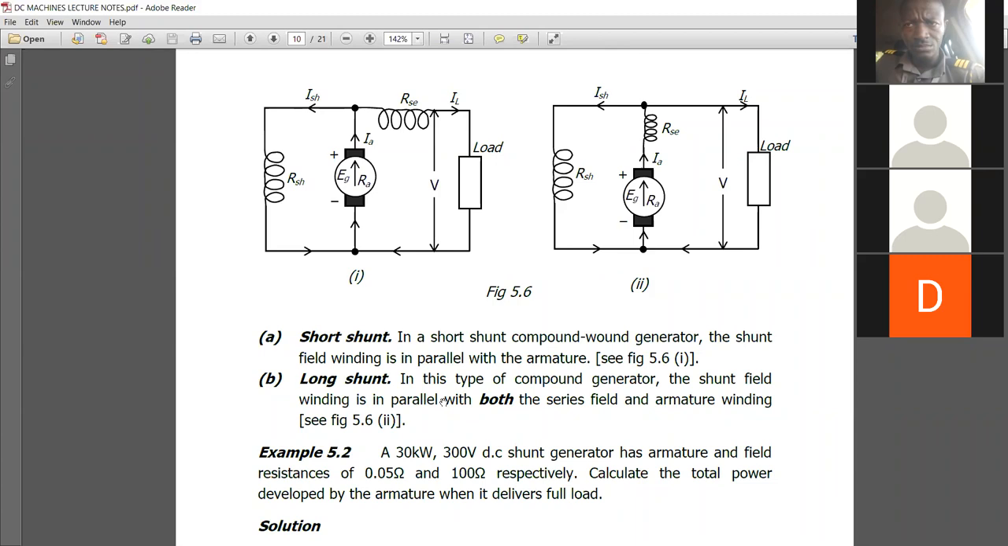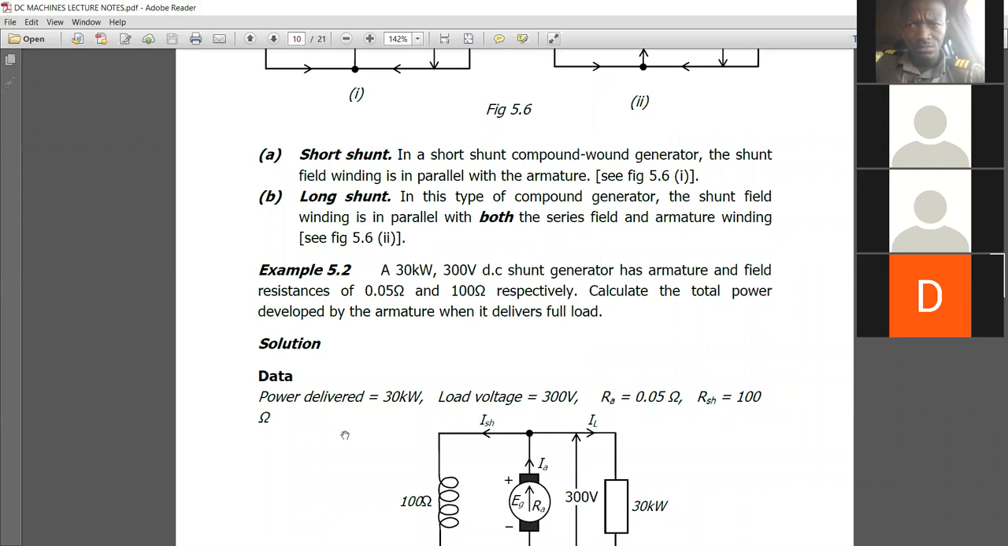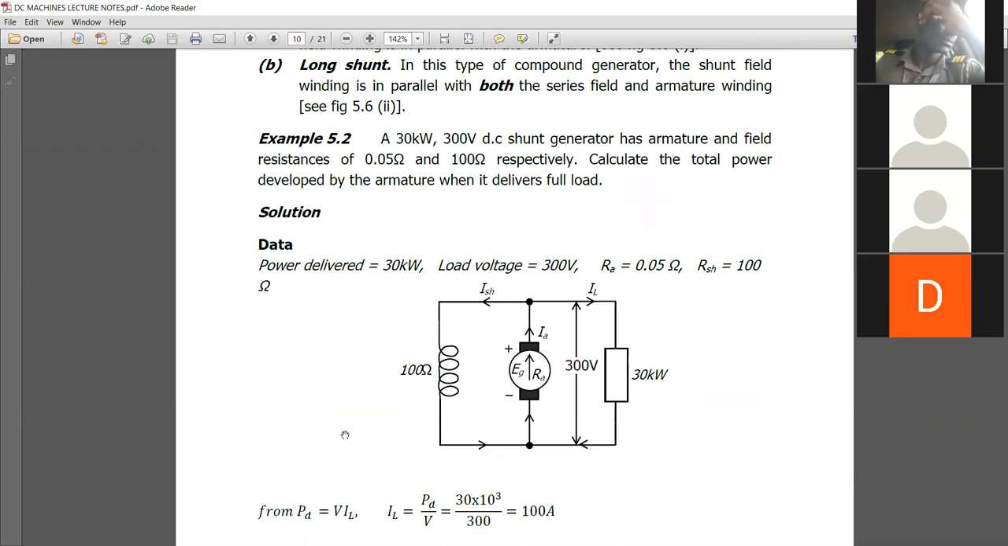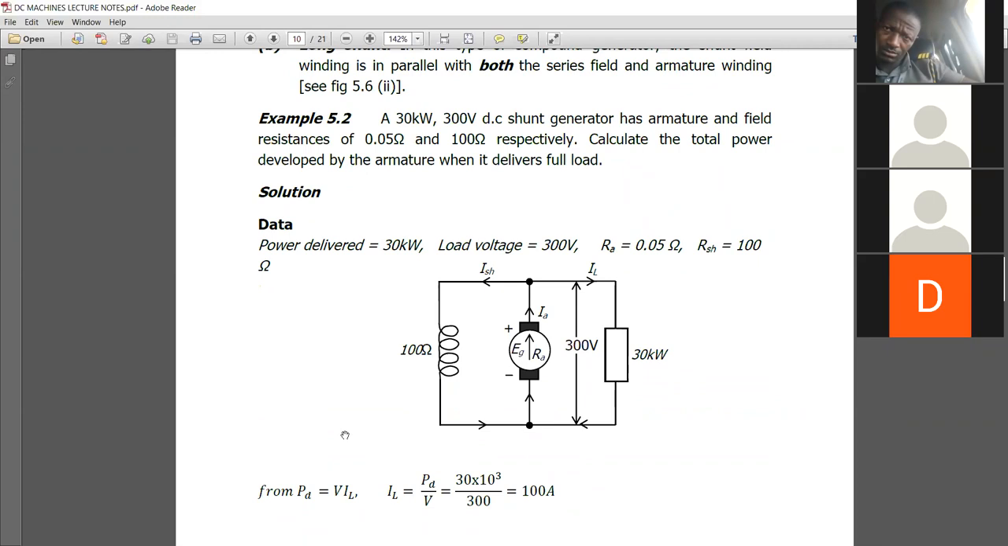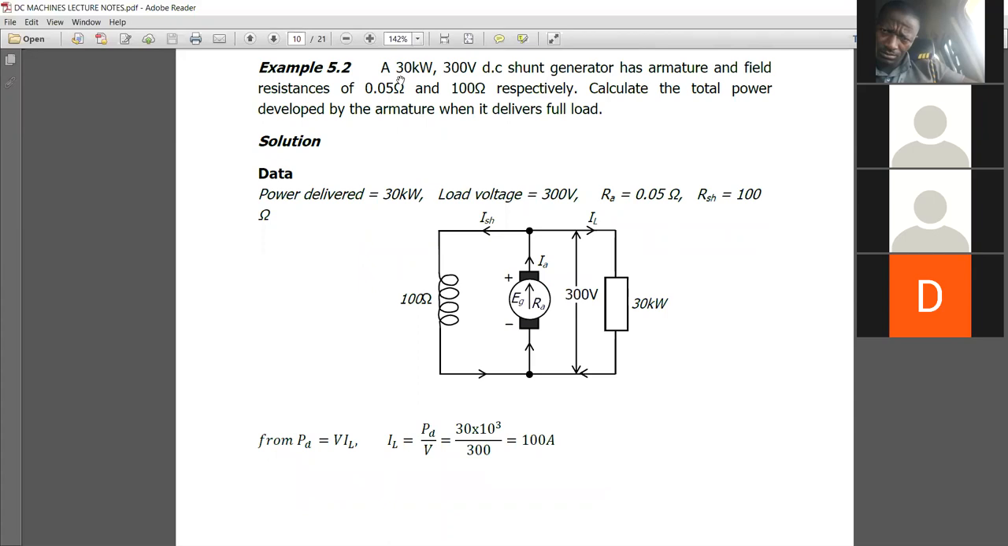So basically, let's see. Any question to ask? Okay, so if no question, then this is a simple example which I have solved in here, and you can use it as an example.